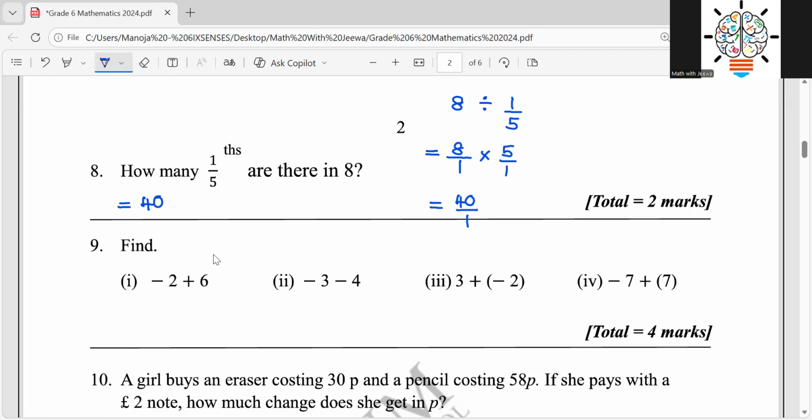For an example, you have 8 loaves of bread, right? And then one loaf of bread that you cut into 5 pieces. And then how many pieces can you have with these 8 loaves of bread? You can have 40 pieces because you cut one loaf of bread into 5 pieces. So then if you have 8 loaves of bread, you get 40 pieces, right? So then the next one, question number 9.